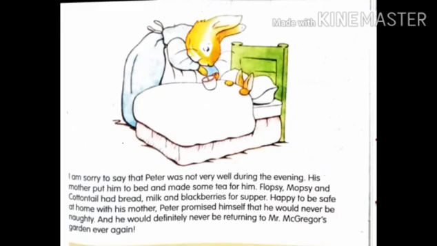Already he ate, yes, already he ate many vegetables from the garden of Mr. McGregor. So he was sleeping. Can you see? Yes, just by taking a cup of tea, he slept. And Flopsy, Mopsy, and Cottontail, they enjoyed eating the bread, milk, and blackberries for their supper happily. But Peter, though he ate, he didn't enjoy. He was frightened by eating all those things.